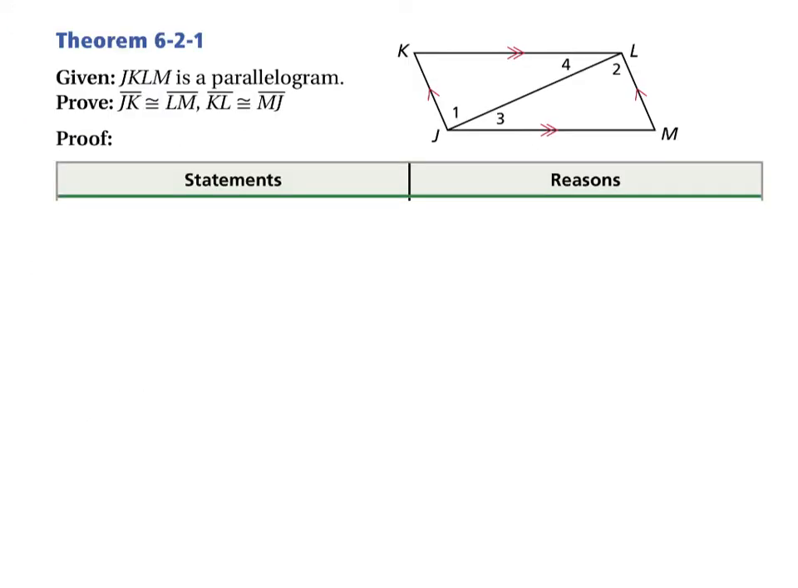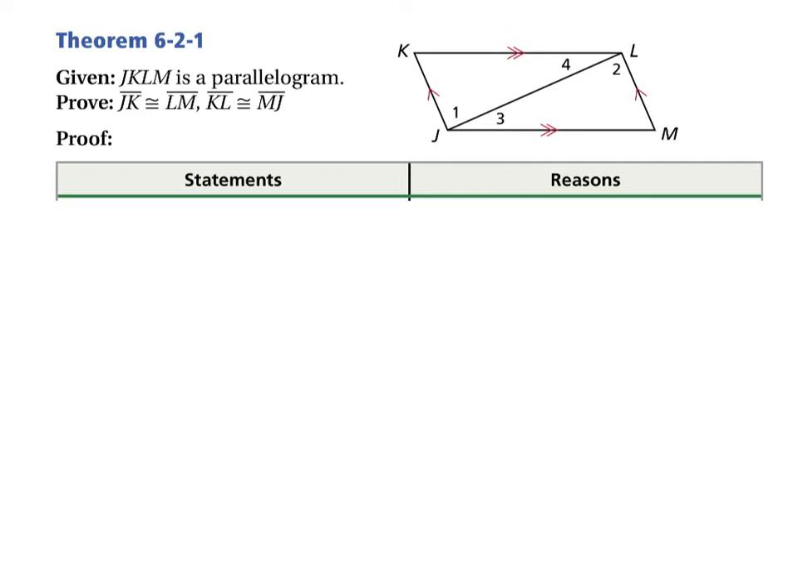Now the actual first problem we're going to do is we're going to prove our theorem. So the theorem we're going to prove is 6.2.1, which you don't need to know that number. But here's our given. We are given that JKLM is a parallelogram. We want to prove that JK is congruent to LM and segment KL is congruent to segment MJ. Now we know already that a parallelogram has opposite sides that are parallel.